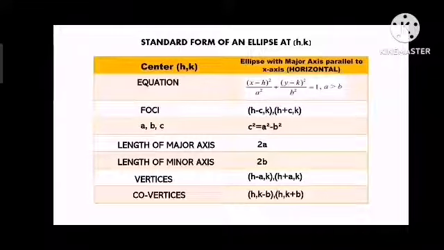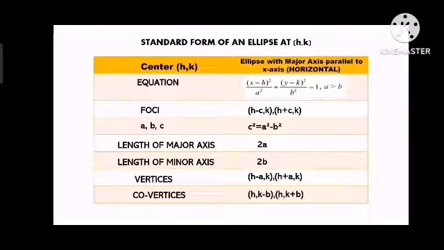Next, the foci will be h minus c, comma k, and h plus c, comma k. The ABC relation will be c squared equals a squared minus b squared. The length of the major axis will be 2a, and for the minor axis is 2b. The vertices will be h minus a, comma k, and h plus a, comma k. And lastly, for its co-vertices, we have h, comma k minus b, and h, comma k plus b.